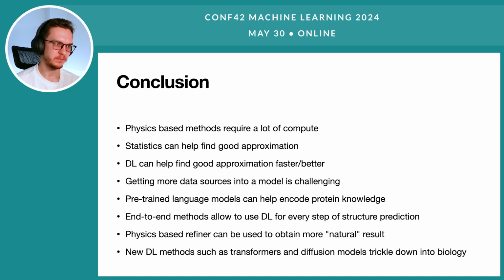And the problem with that is that getting more data into a machine learning model, a single model or multiple models, is challenging. And as time goes, more and more methods can unify information from multiple sources to encode it together and get a better result for protein prediction. You learned that end-to-end methods allow using deep learning for every step of structure prediction, except for obtaining the input.